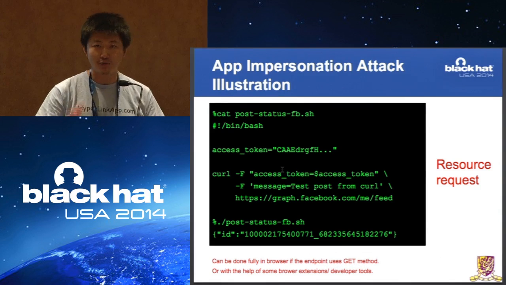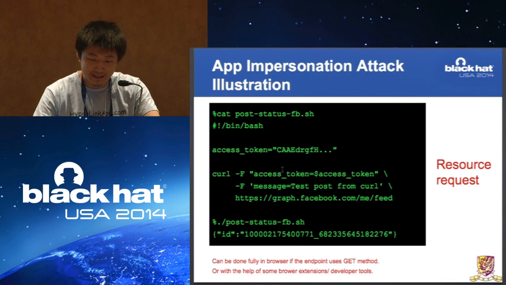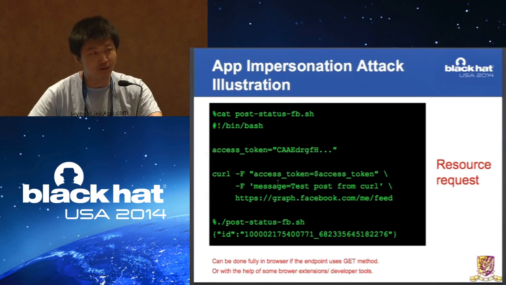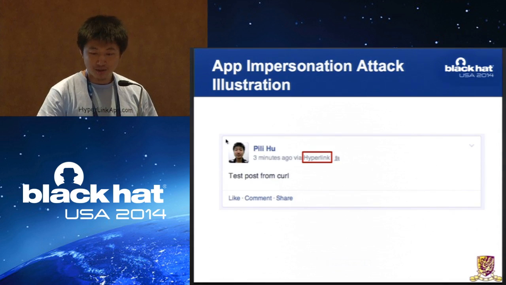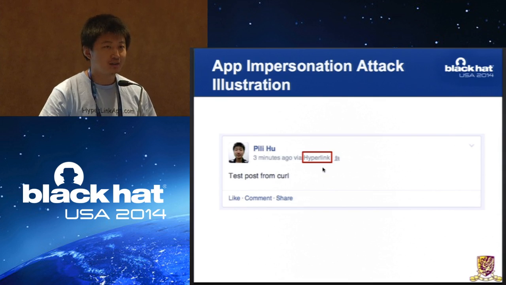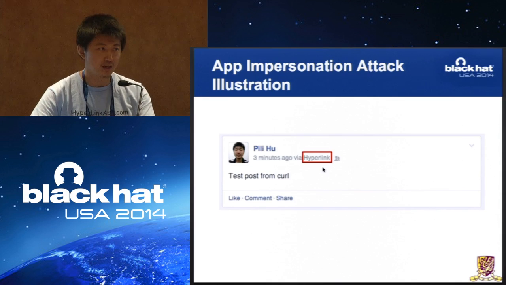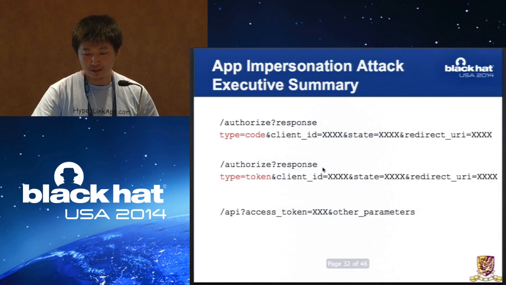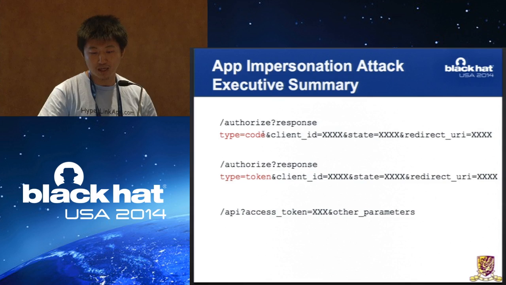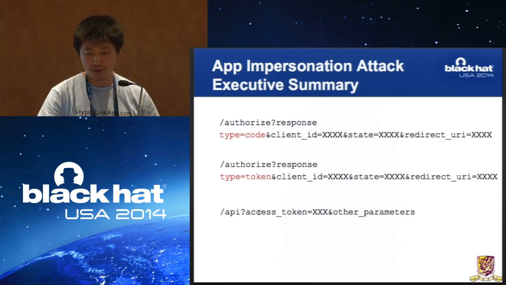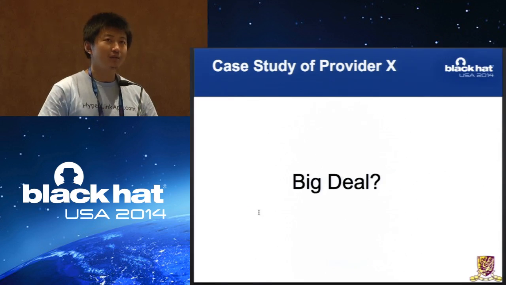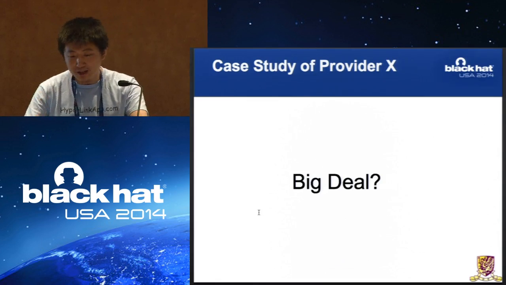So that's really simple. After getting this access token, you can just request the API endpoint. For example, here I use curl for illustration. But if the endpoint is HTTP GET, you can just do it in your browser very easily. So this actually posts something to Facebook, and here it is. You see, I posted something via Hyperlink. But during this process, no app secret of Hyperlink is used, so this application is impersonated. Okay, so you know that this attack is possible, and here is the summary. Basically, you go through some authorization code flow, change to token, and use the obtained access token to query the endpoints.